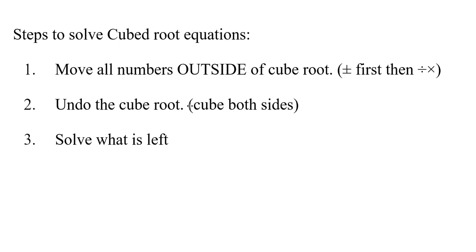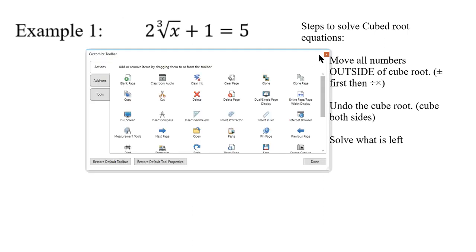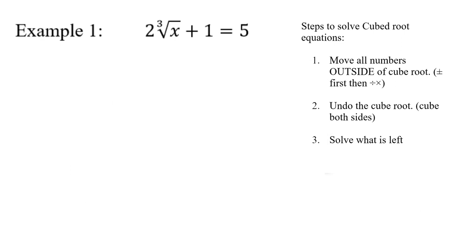All right, let's see this in action. First one up, example 1. 2 times the cube root of x plus 1 equals 5. So again, don't forget that first step is to move everything away from the cube root. So let's find out where that cube root is. Oops, my bad. Pressed the wrong button. There we go. So I'm going to box in my cube root. There it is. And I need to first move everything over by first adding or subtracting. So we're going to minus 1 first.